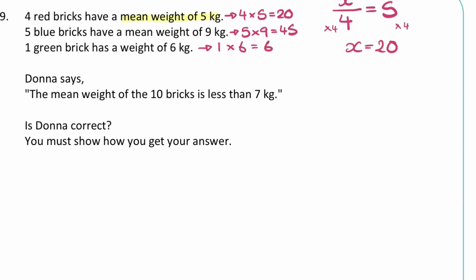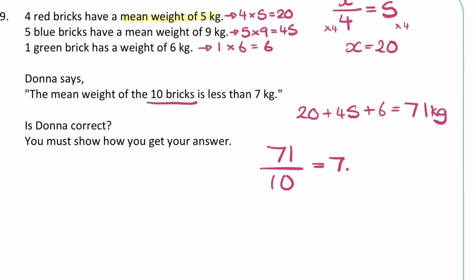It says here, Donna says the mean weight of the 10 bricks is less than 7. Is Donna correct? And you must show how you get your answer. Well, it's asking us now to work out the mean, isn't it? We've got 10 bricks, which is really nice, which means I'm going to have to divide by 10. But if we add all of those weights together, so 20 plus 45 is 65, plus 6 is 71 kilograms. So to get the mean, we would do 71 divided by 10, and that comes out as 7.1 kilograms, which is the mean weight of each brick, and there are 10 bricks.